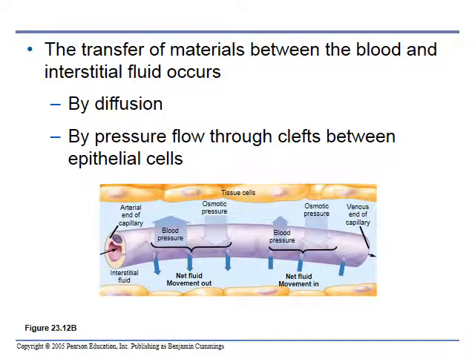Okay, transfer of material between the blood and the interstitial fluid occurs by diffusion. So when it first enters the capillary, it still has some blood pressure behind it, and the osmotic pressure is pushing against it. So if you look here, you can see the blood pressure in this capillary. It's pushing things out, and the osmotic pressure is coming in.